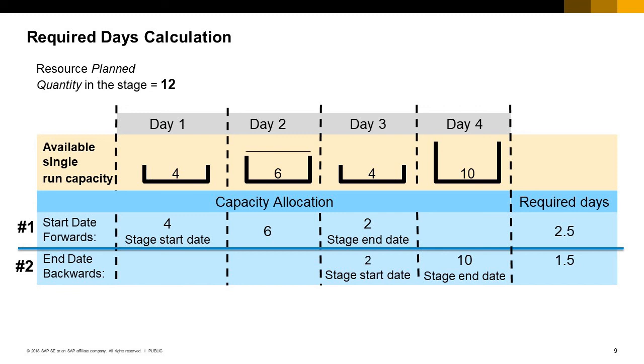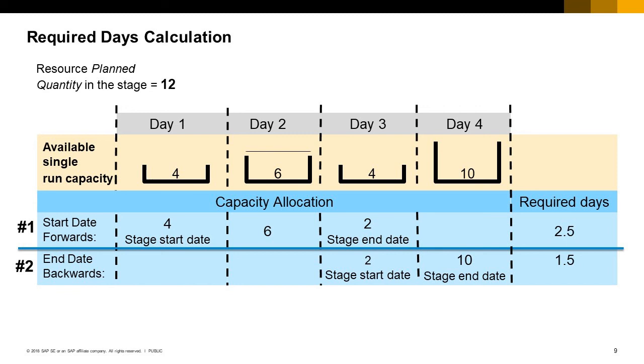The available single run capacity is set to 4 in day 1, 6 in day 2, 4 in day 3 and 10 on day 4. When using the start date forwards routing date calculation, the system starts to allocate the available capacity to reach the capacity needed for this stage, from the start date of the stage, day 1.